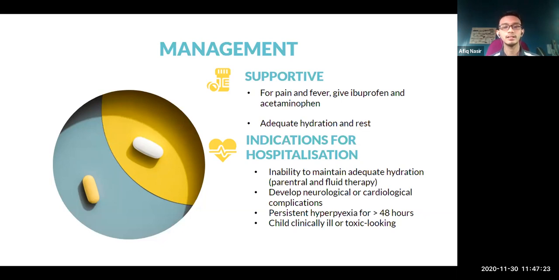However, there are certain conditions where the patient might need hospitalization. The indications are inability to maintain adequate hydration, so there will be a need for parenteral fluid therapy, or the patient develops neurological or cardiological complications, or there is persistent fever, hyperpyrexia, for more than 2 days, and also if the patient appears clinically ill or toxic looking.